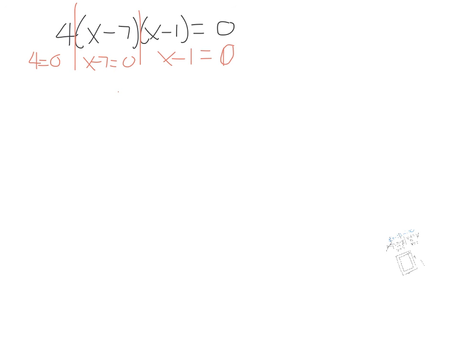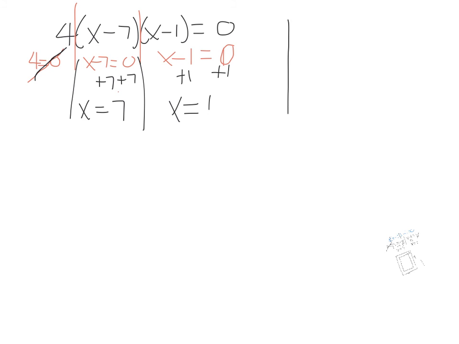The first one, 4 equals 0, really doesn't make any sense. 4 doesn't equal 0, so we cross this one out. The second one we have to solve by adding 7, and we get x equals 7. The third one, we solve and get x equals 1. Now, we have these two answers, and we have to look at them and see which one actually makes sense.